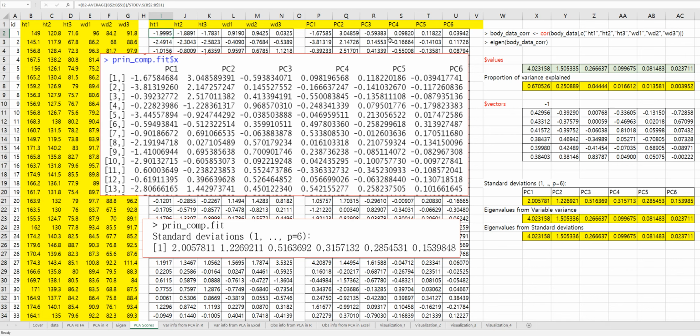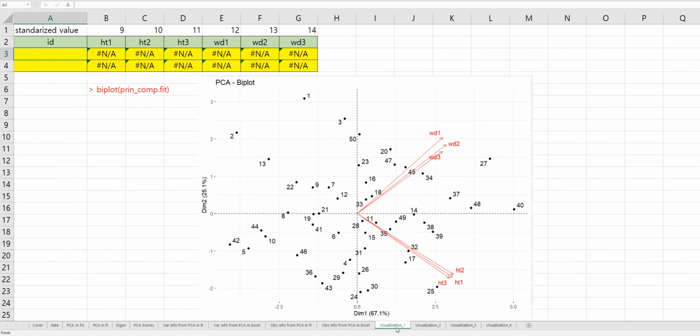I showed you how to get these principal component scores for each observation by using eigenvalues and eigenvectors. Then once you get the principal component output, you can draw this principal component analysis by using the biplot function, right? So let's see.